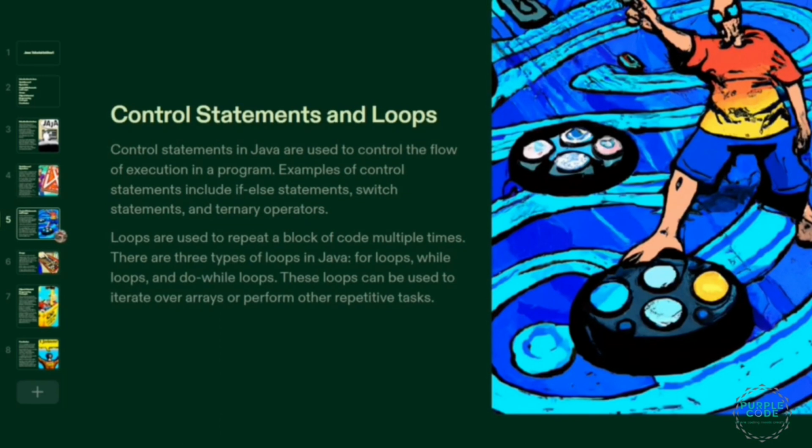Control statements in Java are used to control the flow of execution in a program. Examples of control statements include if-else statements, switch statements, and ternary operators. Loops are used to repeat a block of code multiple times. There are three types of loops in Java: for loops, while loops, and do-while loops. These loops can be used to iterate over arrays or perform other repetitive tasks.